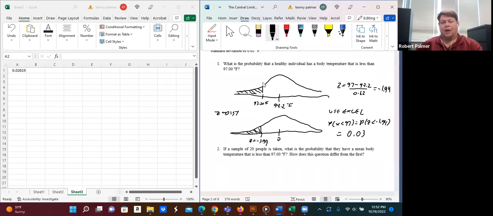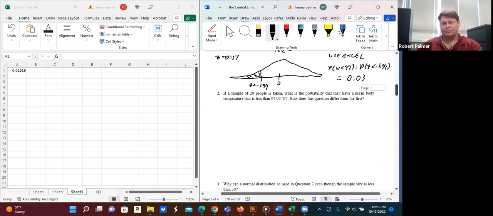Okay, so what this says is, if I pick one randomly selected healthy person, what's the probability that the person has a body temperature of less than 97 degrees Fahrenheit naturally? A healthy person, that's their normal body temperature. About 3% of the population, a little bit less than that, would be expected to have that temperature.